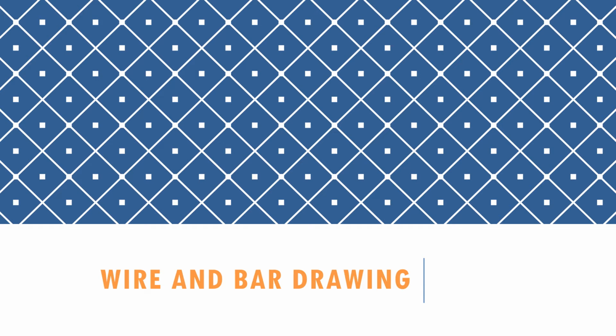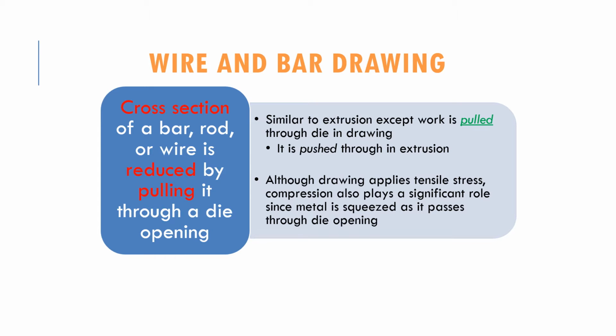To continue with the next process, which is wire and bar drawing. Wire and bar drawing is a process where the cross-section of a bar, rod or wire is reduced by pulling it through a die opening. This process is similar to extrusion, except that in extrusion the material is pushed, but in wire and bar drawing the work material is pulled. Although drawing applies tensile stress, compression also plays a significant role in squeezing the metal through the die opening.